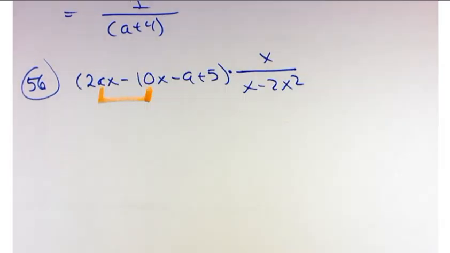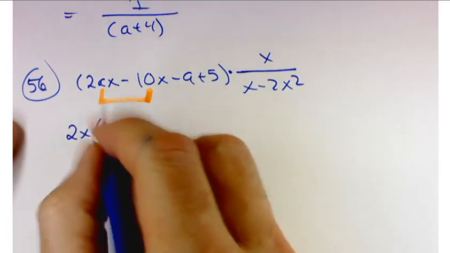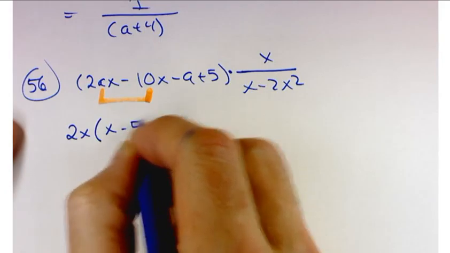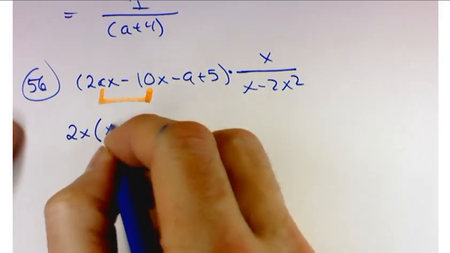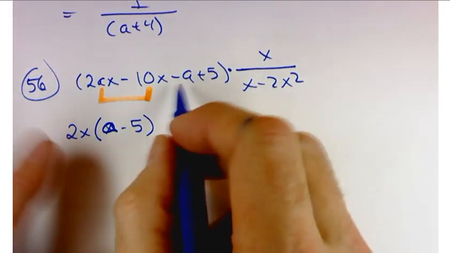A 2. So let's take out a 2x, and that's going to be behind what? X minus 5, right? Oh, a minus 5. Thank you. A minus 5. How about on the second term?